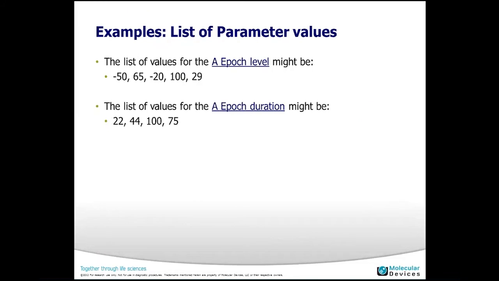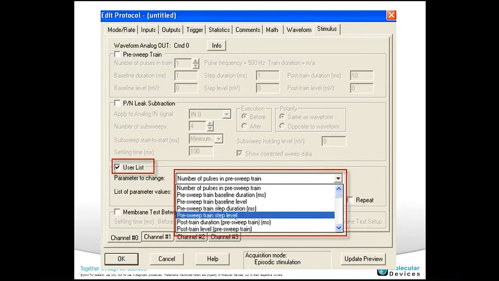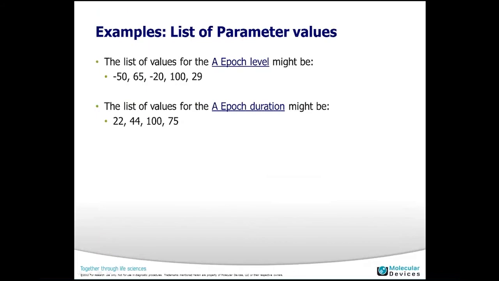Now, this just gives an example, a list of parameter values. When you get to here, you click one of the parameters you want to change. Now, this is the parameter that you want to change for the epoch A level. You can type -50, 65, -20, 100, and then 29. This is for sweep 1, sweep 2, sweep 3, and 4 and 5, and so on. And you can also change the epoch duration. This gives you an example: 22 milliseconds, 44, 100, and 75. Okay, that is the way that you can customize your sweep traces.